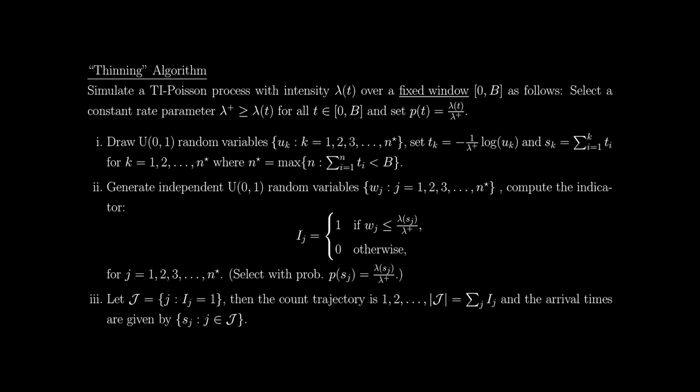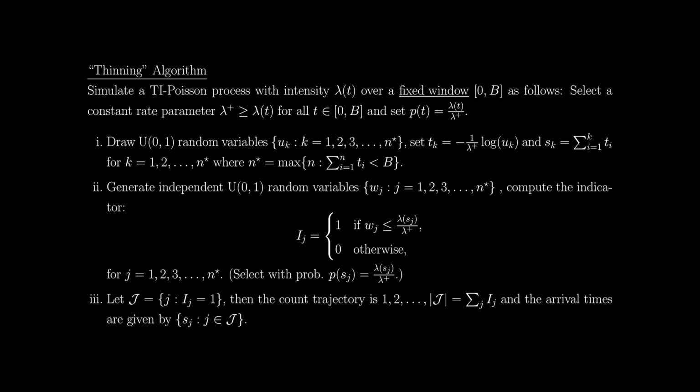Remember, we are simulating in fixed window mode. How do we do that? Well, we draw inter-arrival times, we add them up until we exceed that window, we step one back, and then we say, well, that's our n star. That's how many events have occurred in that interval. Cool. So up to where we are now, we are still just simulating a homogeneous Poisson process. Now comes the sample mechanism, which will generate the time-inhomogeneous process.